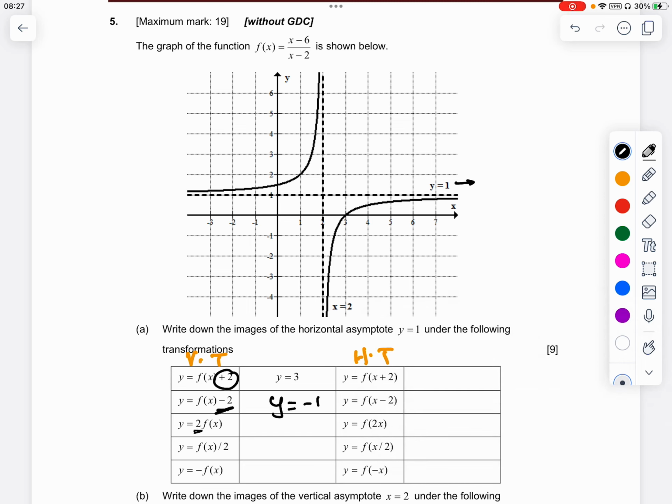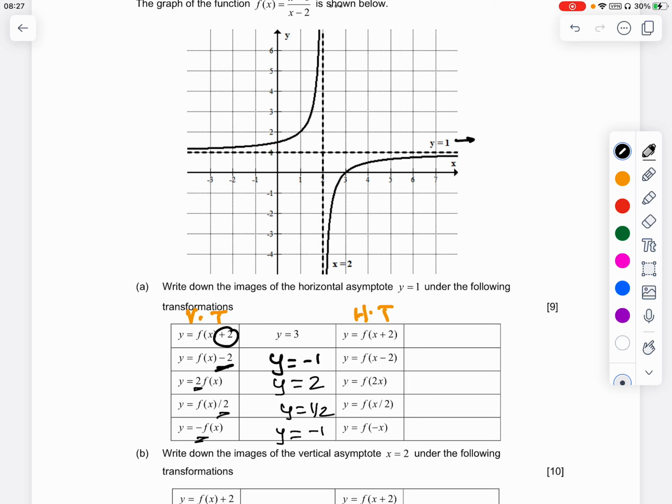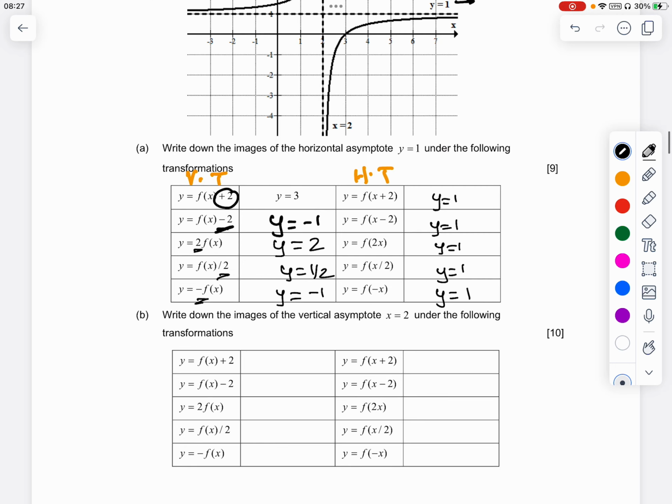Then I'm multiplying with 2, so 1 times 2 is 2. I'm dividing with 2, so 1 upon 2. And minus, so y equals minus 1. When you are doing the horizontal translation, the horizontal asymptote will not change. So it continues to remain the same. All these are horizontal translations, so the horizontal asymptotes will not change. Same is the case here. This is vertical translation. This is horizontal translation. Now, for vertical translation, the vertical asymptotes will not change.